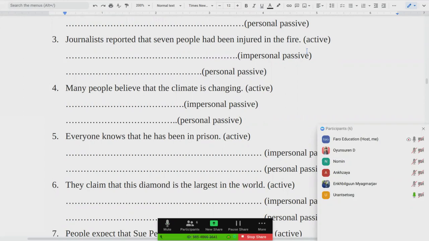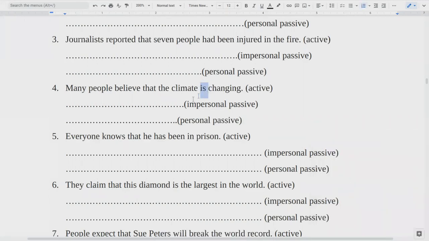It is believed that the climate is changing. It is believed that... The climate is believed to be changing. To be changing. Exactly, right after it we put "to be".